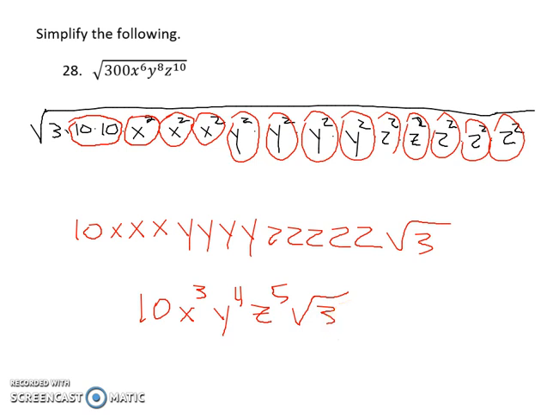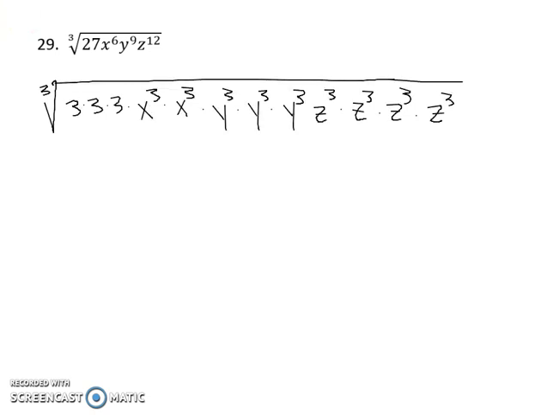Let's look at our next question here. We have the third root of 27, x to the 6th, y to the 9th, z to the 12th. Third root tells us we have to identify triples multiplied. Pull out the triple. So let's go ahead and break this down and see where we have triples. Okay, so I've broken this problem down into triples. We have 1 triple 3 we can pull out.